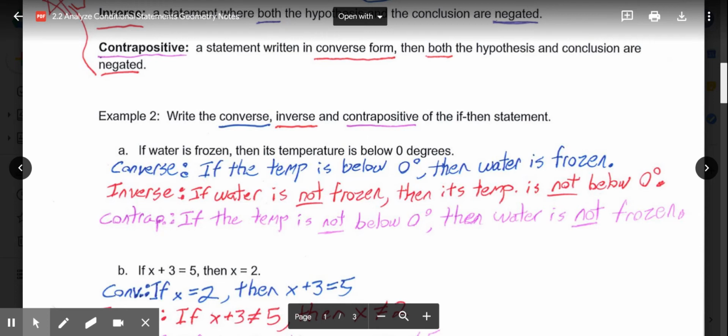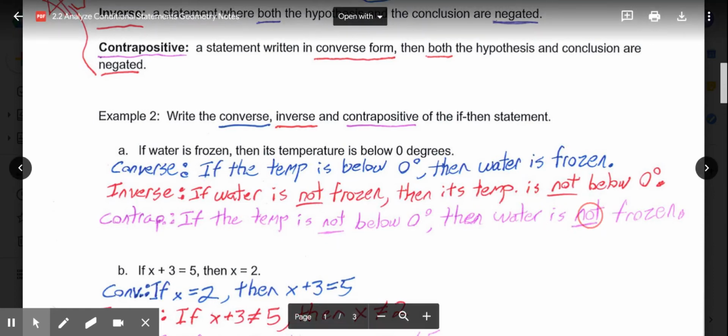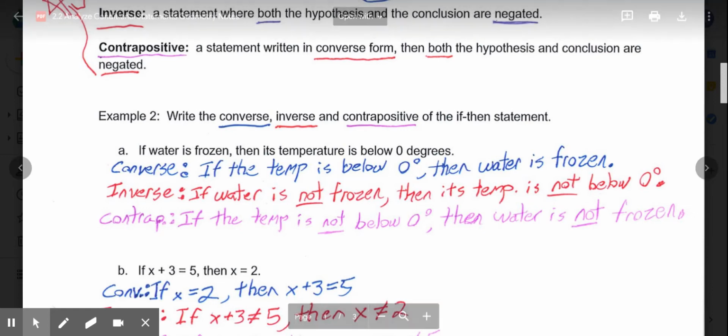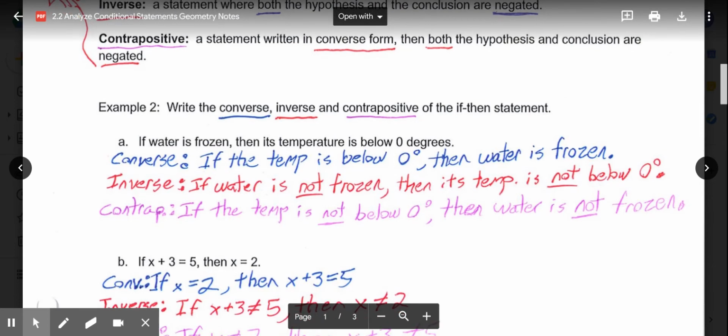And our last type, the contrapositive. So we are looking at the converse, and we are negating it. So if we take the converse, if the temp is below 0 degrees, then the water is frozen. We're just rewriting the converse, but the opposite in each part. So it would read as, if the temperature is not below 0 degrees, then the water is not frozen.